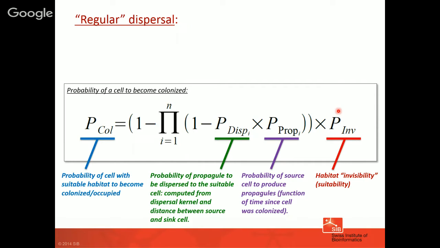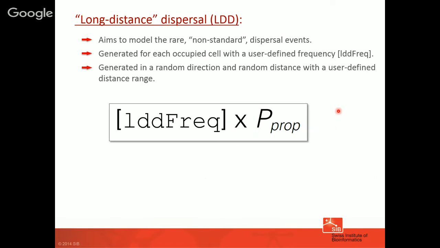That I will also come back on later on. What's for the regular dispersal? And then you have what I called long distance dispersal. The aim of this type of dispersal is really to capture rare and non-standard dispersal events.